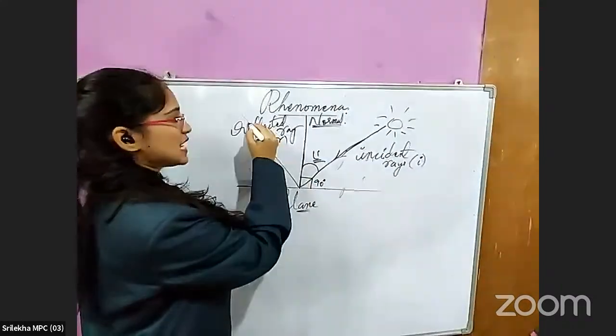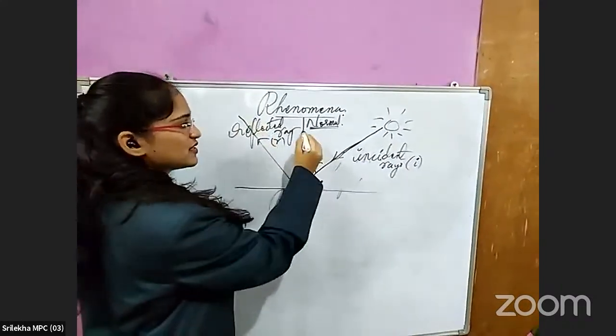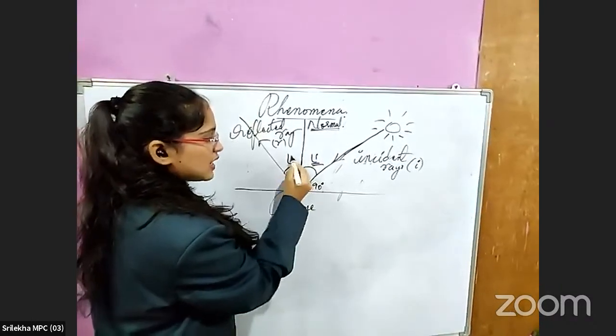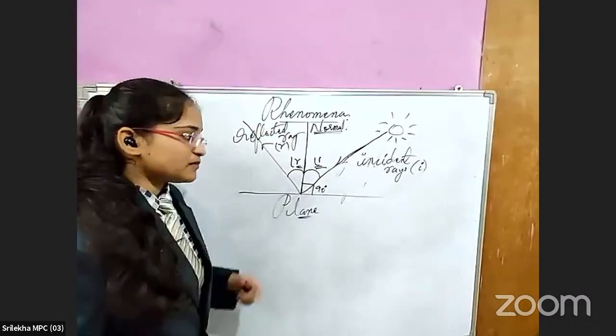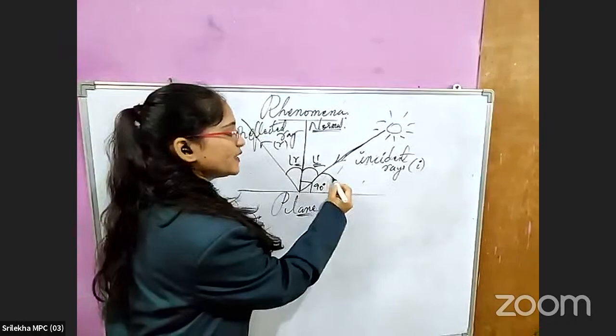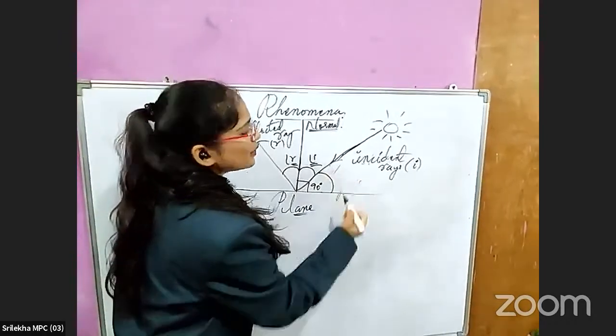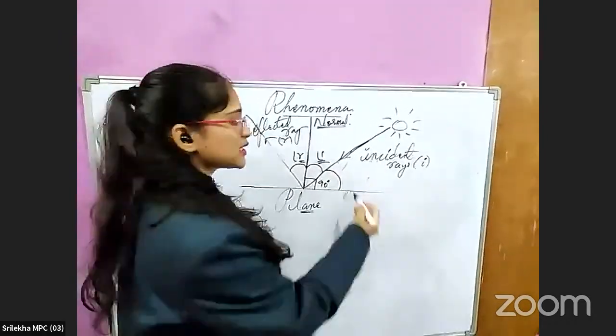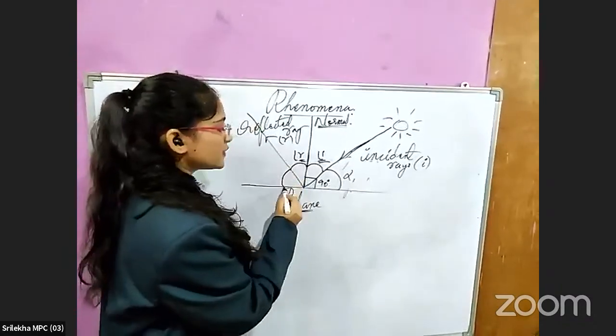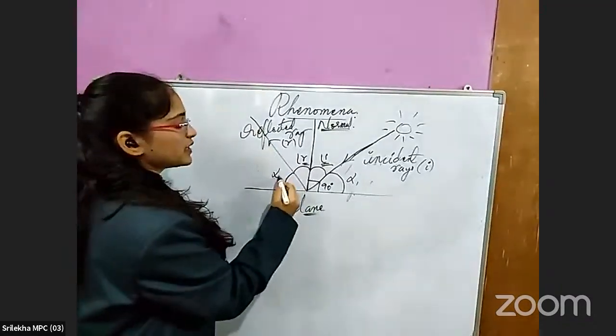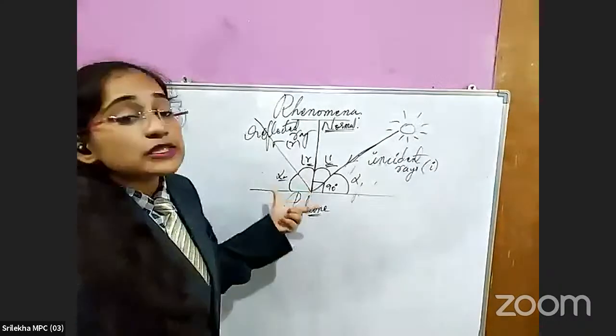In the same way, the angle present between the reflected ray and the normal is said to be angle of reflection. And the angle between the incident ray and the plane, we can assume it as any constant, let's take alpha 1, and the angle between the reflected ray and the plane can be assumed as alpha 2. So this is the phenomena.